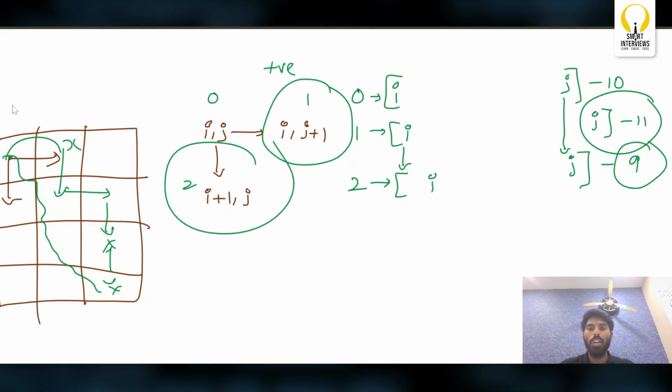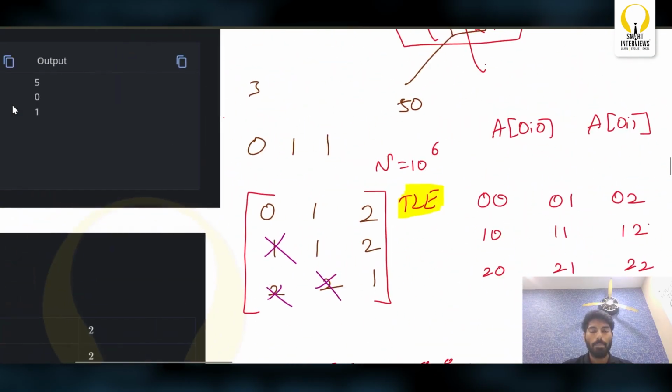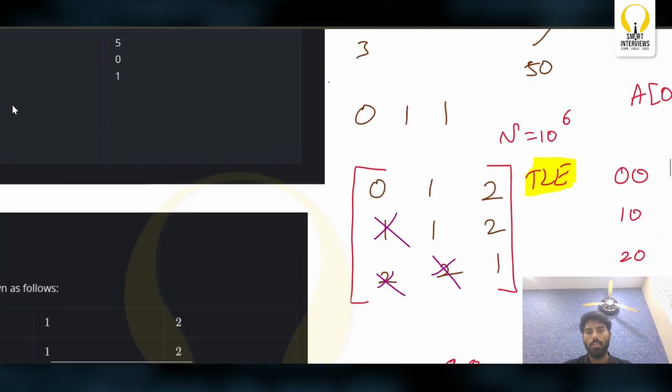But how do we, like, what is the solution exactly? Do we need to generate that matrix? No, you don't need to generate that matrix. So if you see here, take this.